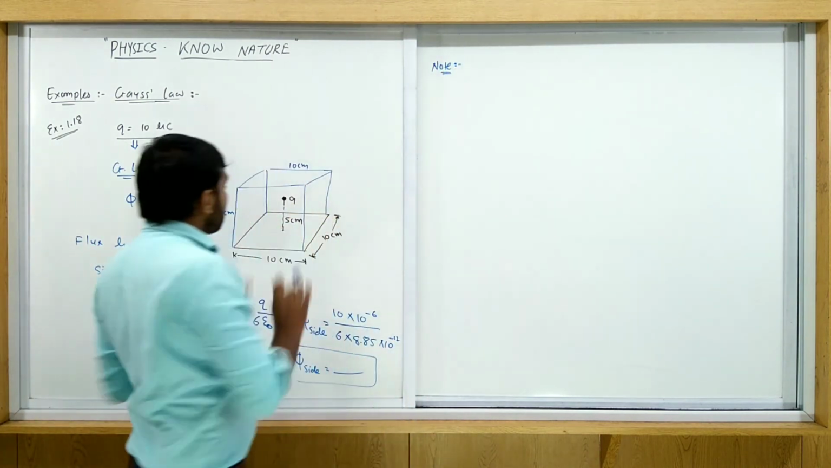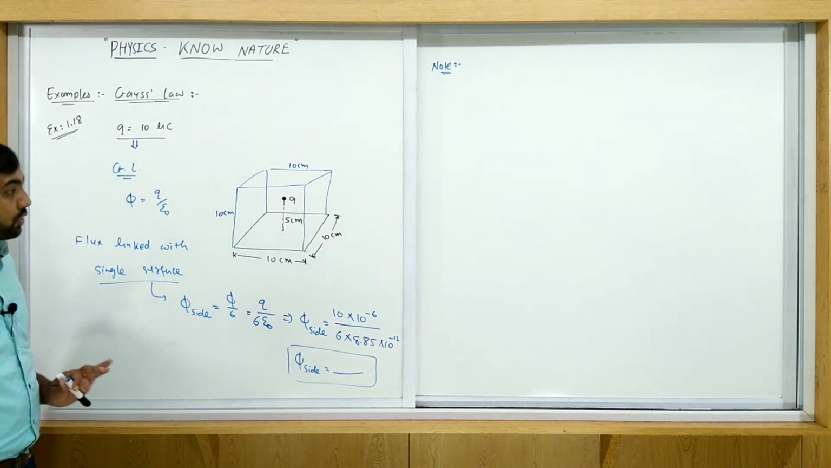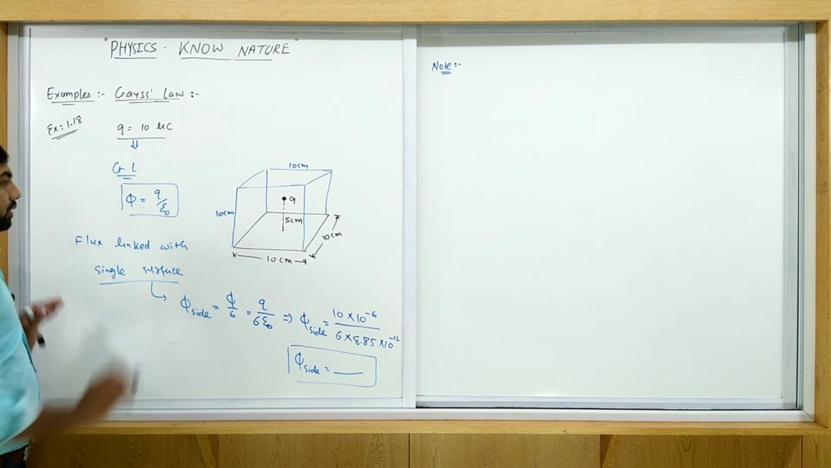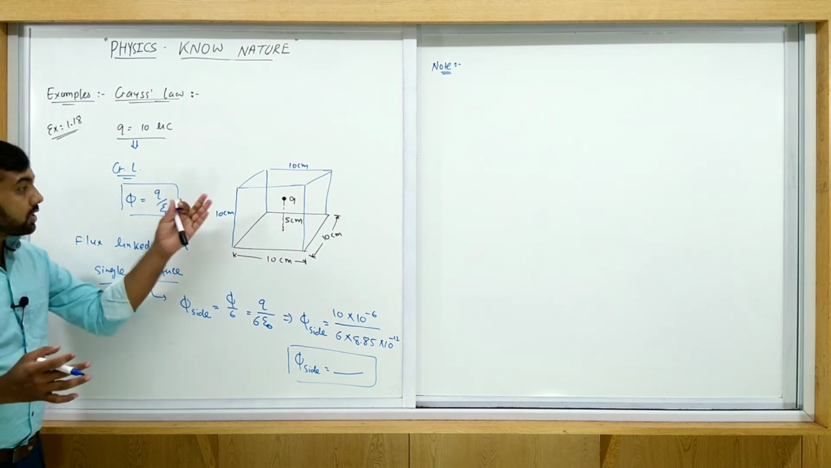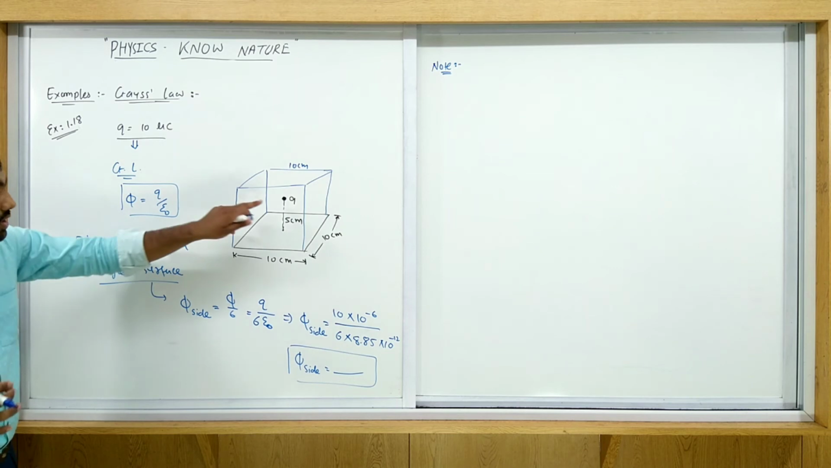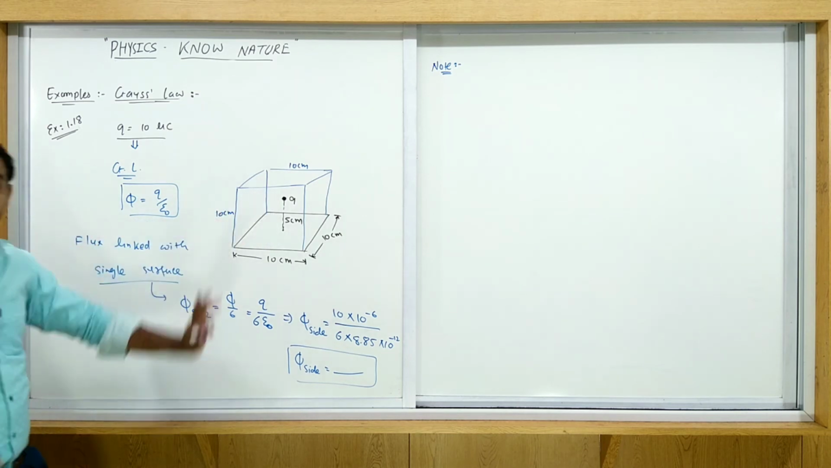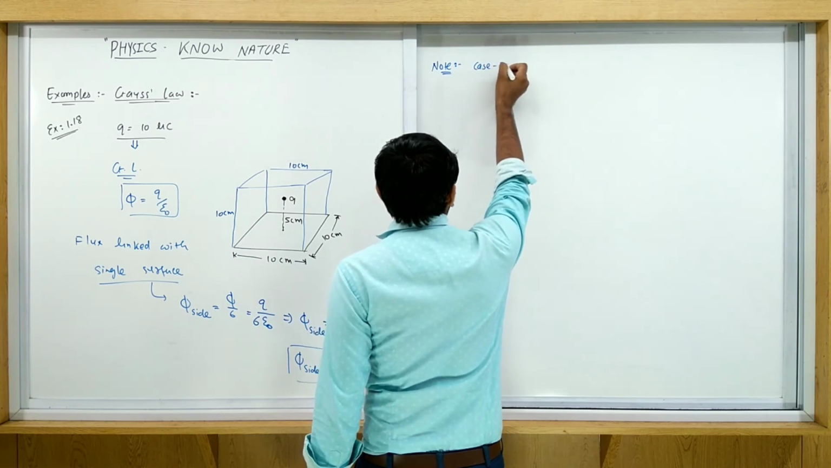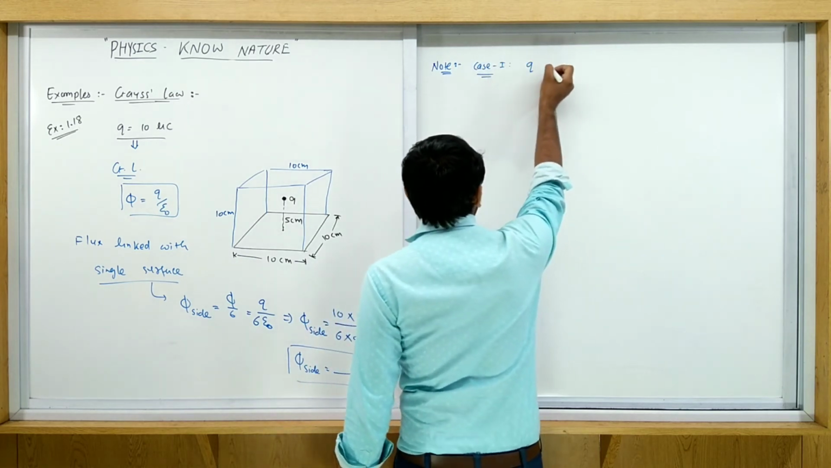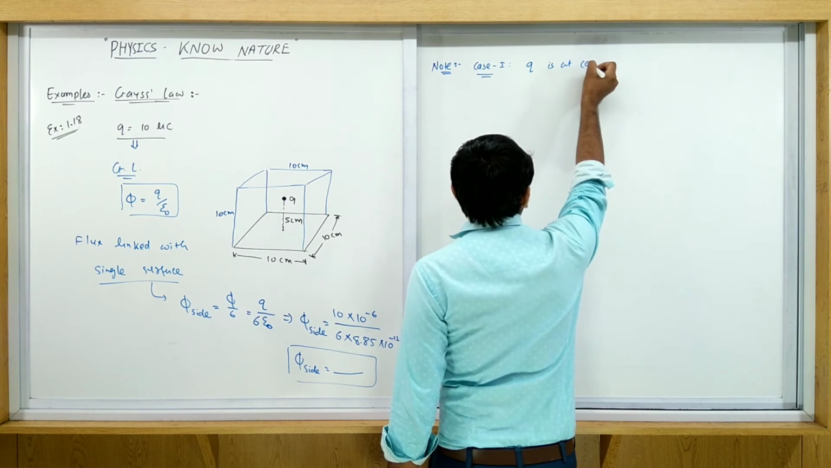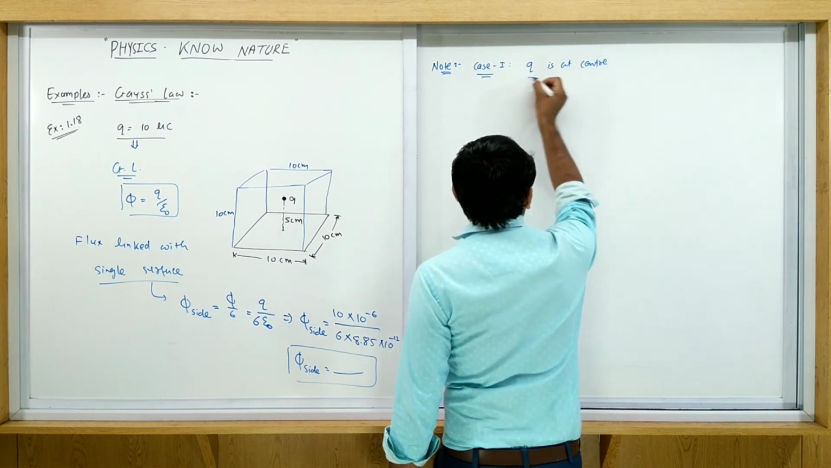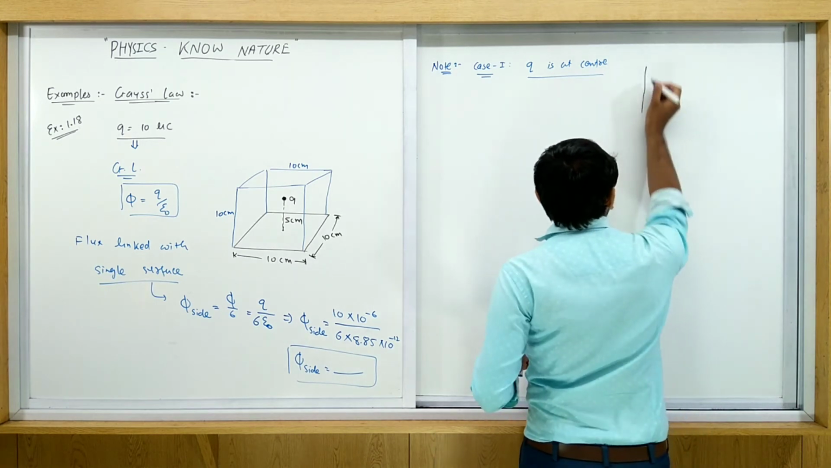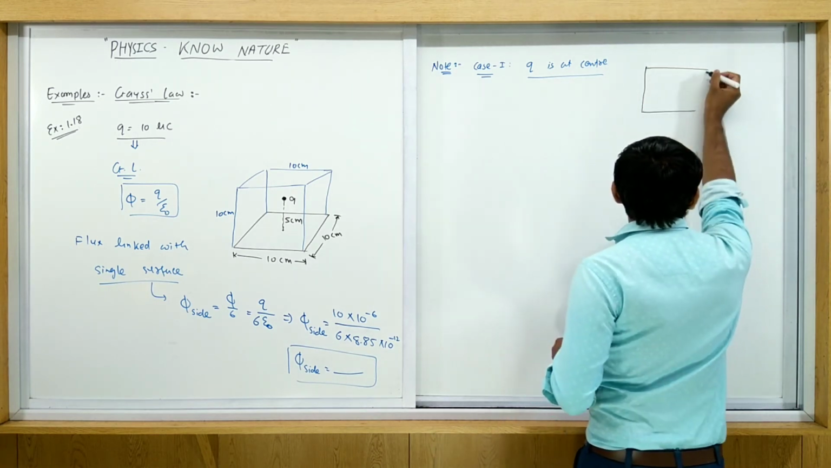If this type of cube is given to you, then the flux linked with the cube is given by this one. Now the flux linked with this cube changes if you change the place of q. Let's write case 1. If q is at the center of the cube, it means your figure is like this.